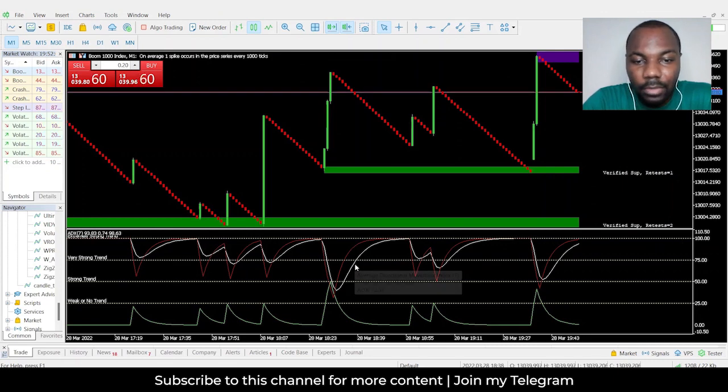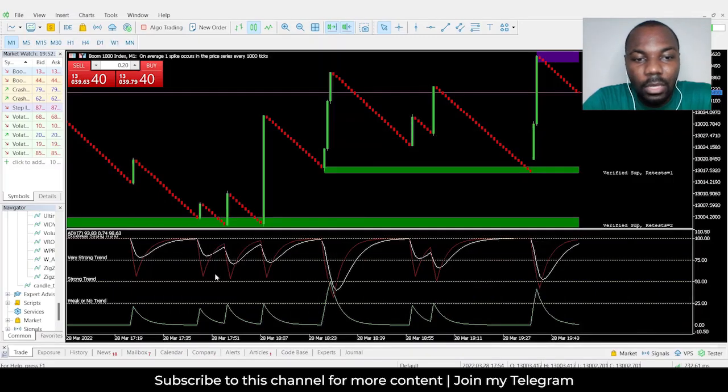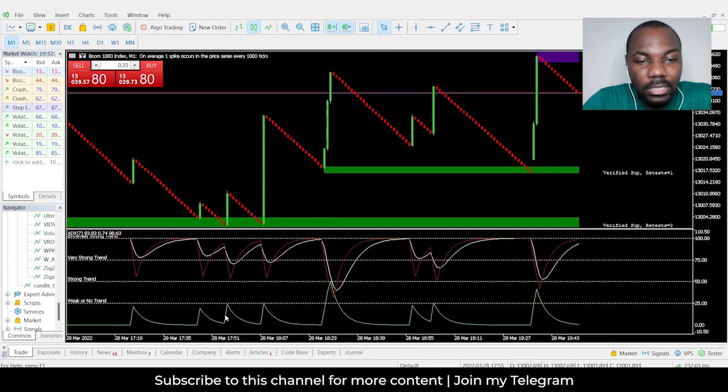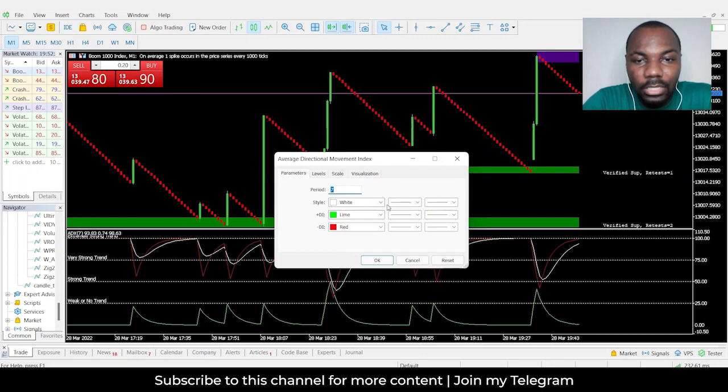Okay, now going to my notepad, I have some key points I will be talking about: the ADX values and the trend strength. What you see here are red, green and white lines. I set these colors myself. I changed this to white because I'm using a black background. You can make it black if you have a white background.